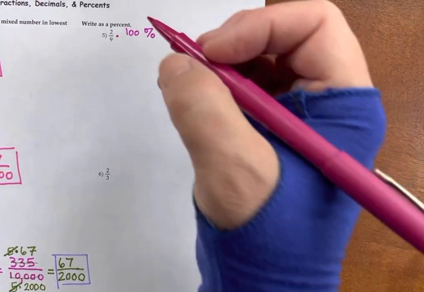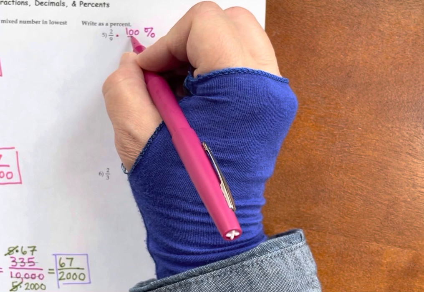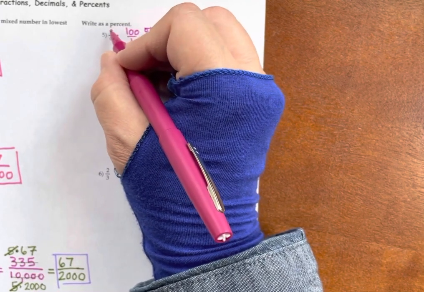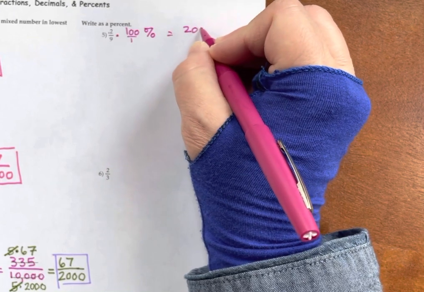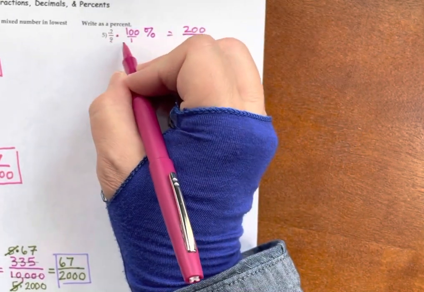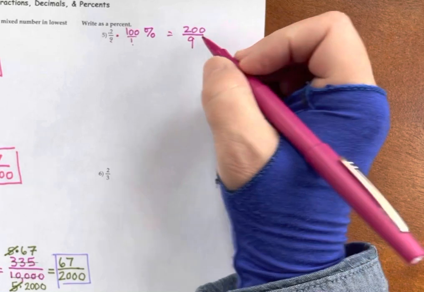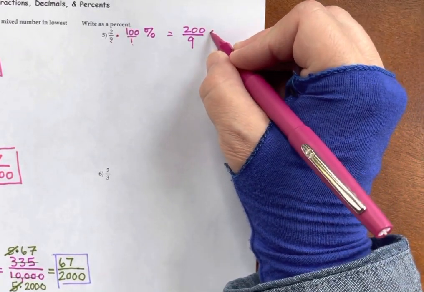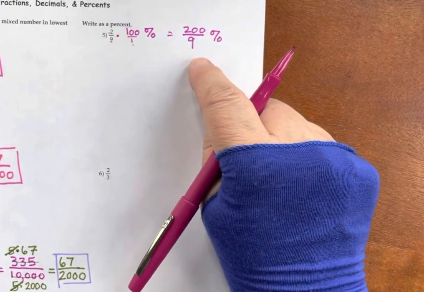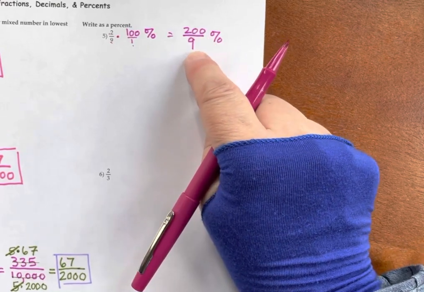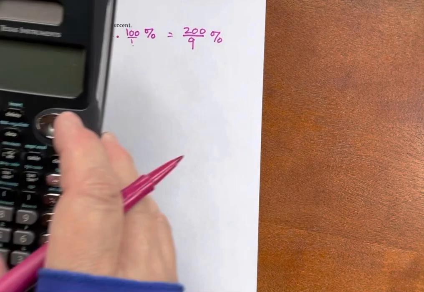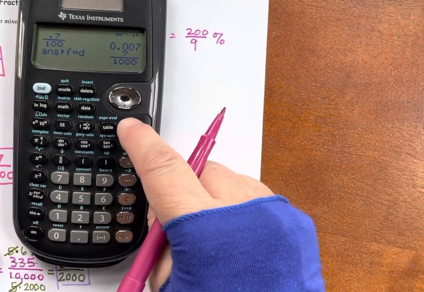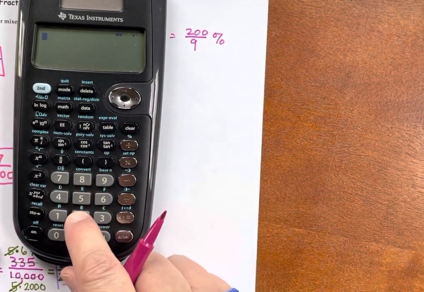Okay, so I take, this is over an invisible 1, isn't it? So I take the 2 times the 100 and I get 200. And in the denominator, 9 times 1 and I get a 9. And this is percent. Now, we don't want this as a fraction, we want that as a decimal. So go ahead and divide that out or grab your calculator. I'm going to do it on my calculator. Why not? It's 21st century.